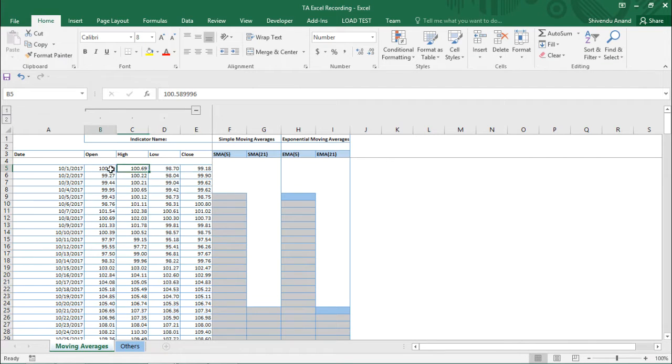If you see, the open price is 100.59 and the close price is 99.18. That means there has been a decrease in the price for that particular stock on this day.